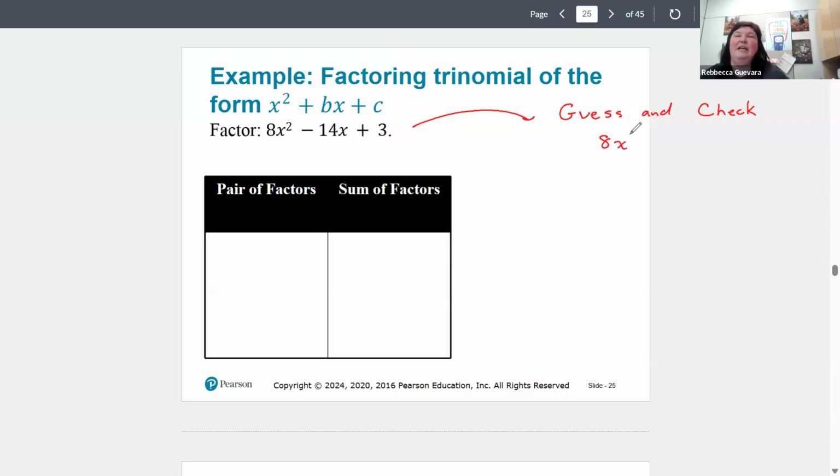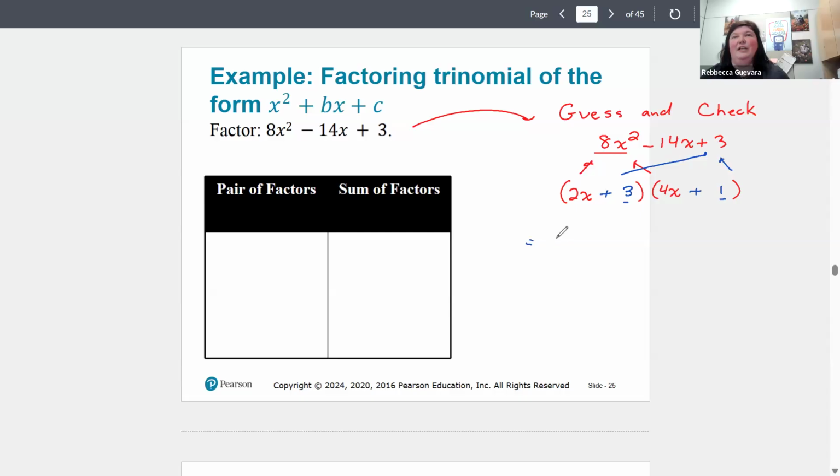So I have 8x squared minus 14x plus 3. So what I know is that I need two numbers that multiply to give me 8x squared. Well, I can try 2x and I can try 4x. Those multiply to give me 8x squared. And then we know the two numbers here and here would multiply to give me that 3, so I can try something out. So, well, 3 and 1 would work.